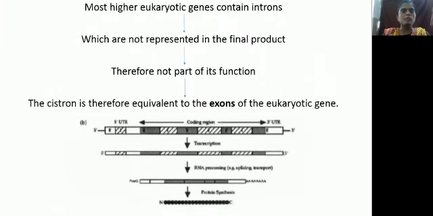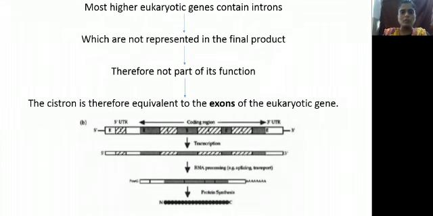But in the case of most higher eukaryotic genes, a gene contains introns. In eukaryotes, within coding sequences, or you can say within a gene, introns are present. That is, genes are interrupted by non-coding sequences. A complete stretch of coding sequence is not present. Between coding sequences, non-coding regions are present. Genes are interrupted by non-coding sequences, which are not present in the final product.